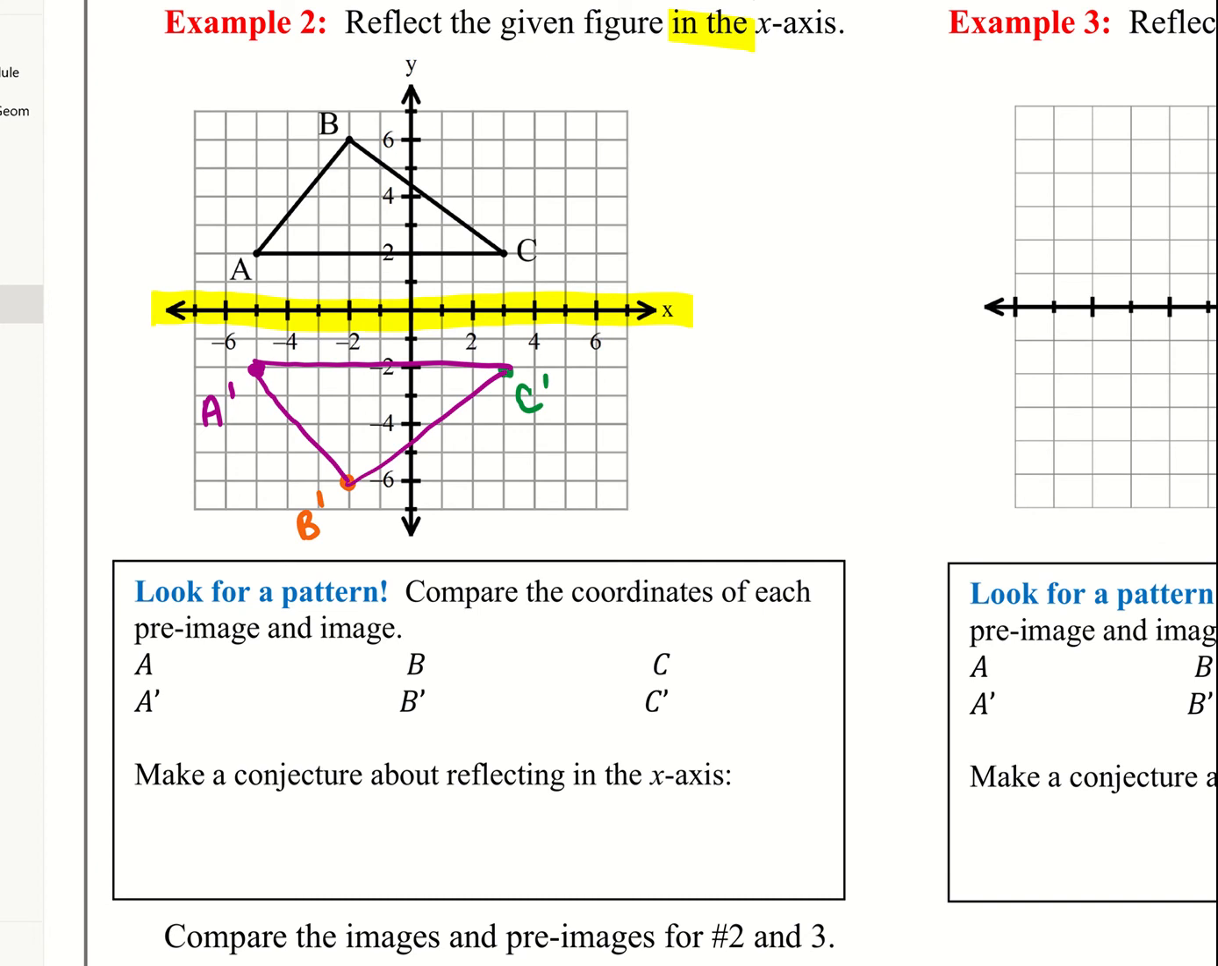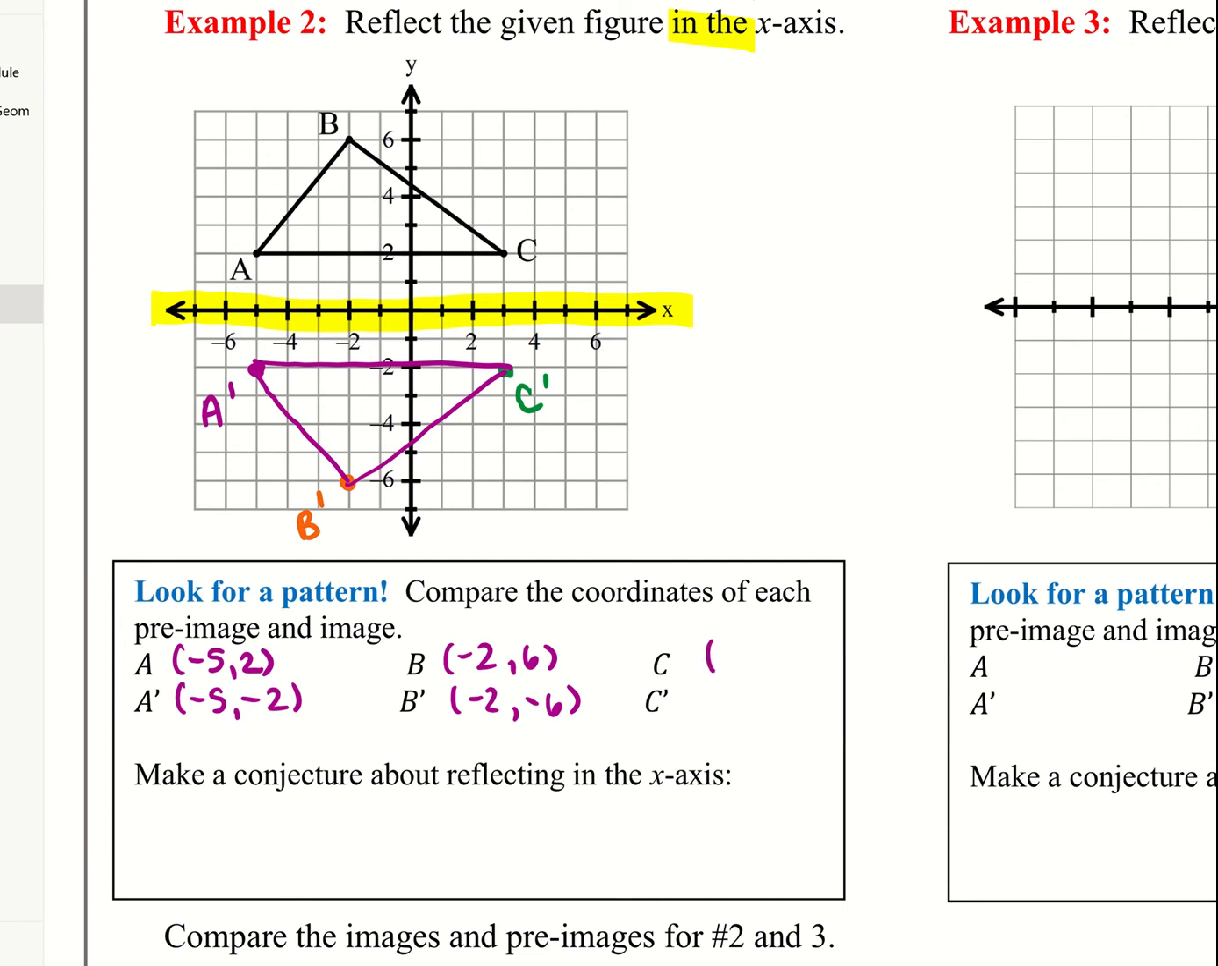Now the pattern. A was at the point -5, 2. When you're naming points, make sure you go to the left and right first, up and down second. This is the opposite order of slope. Where is A prime? A prime is still to the left 5, but it's now 2 units below the x-axis we went down to. What's the same? What's different? B. B was at the point -2, 6, to the left 2 and up 6. Where is B prime? It's also to the left 2, but it's down 6. It's at -2, -6. Compare those ordered pairs. What's the same and what's different?